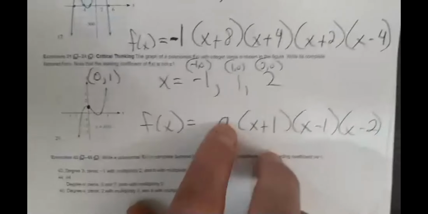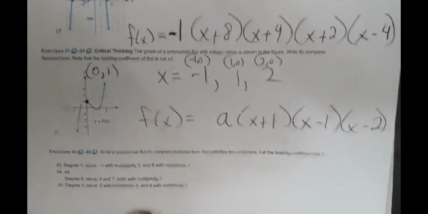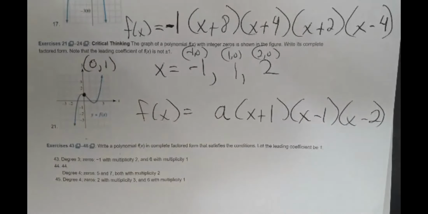This one is a little bit different and it makes you do a little bit of extra work. But in this case, we have the y-intercept to work with, so we had another point to work with. You have to get another point if you want to solve for a leading coefficient that's not 1 or -1.